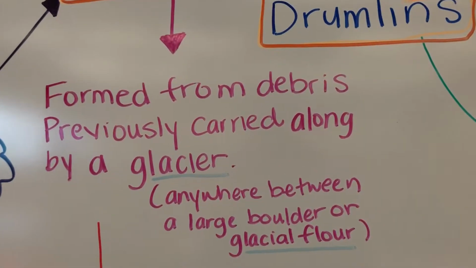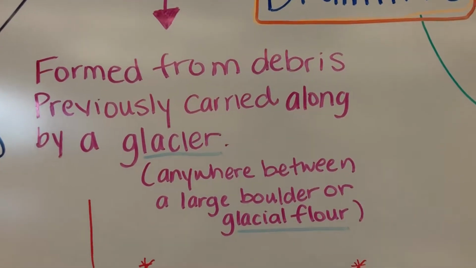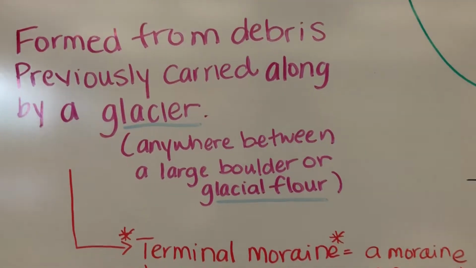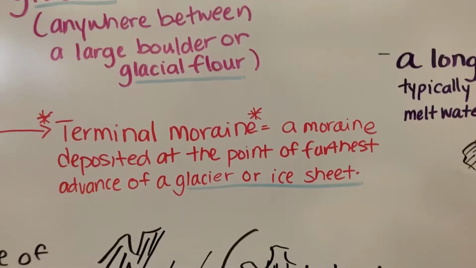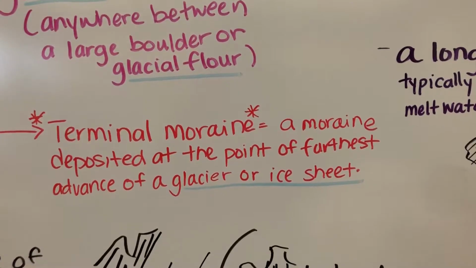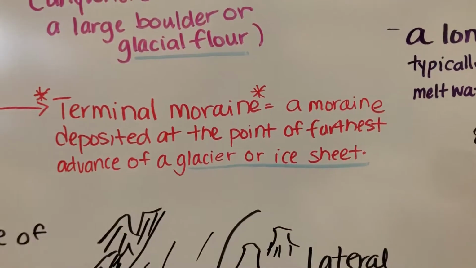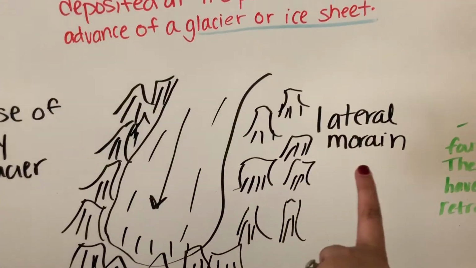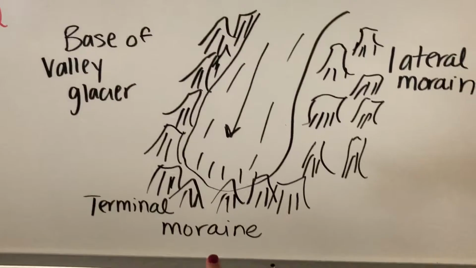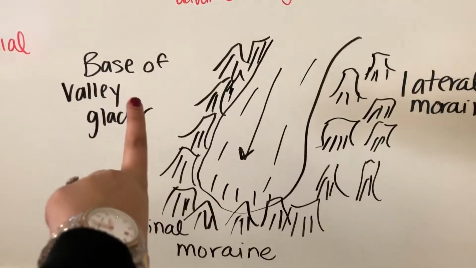Moraines are formed from debris previously carried along by a glacier, and these are anywhere from a large boulder to a glacial flower size. The more important picture here is a terminal moraine, which is deposited at a point of the furthest advance of a glacier or ice sheet. So if you take a look over here, we have lateral moraine here. The terminal moraine is at the end, at the base of a valley glacier.